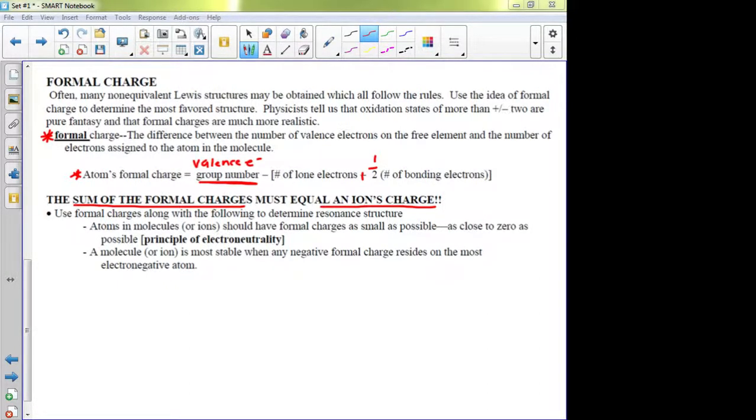How do we choose if I'm looking at two different structures? Well, we want the formal charges to be as small as possible, which means we want them to be as close to 0 as we possibly can get them. Sometimes there's no way to get it to be 0. If that's the case and we have a negative formal charge, we want to make sure that it's with the most electronegative atom in the molecule. Can we look at the periodic table and decide which one's the most electronegative? Yes, we can.